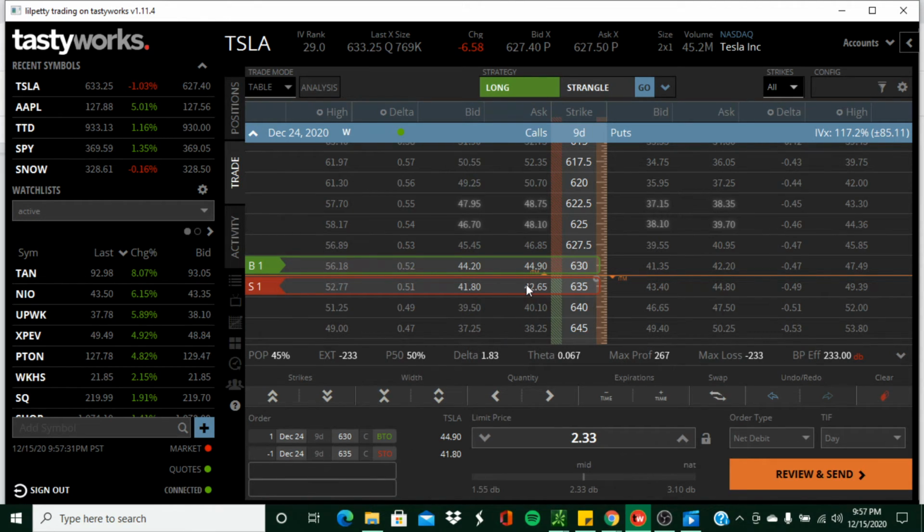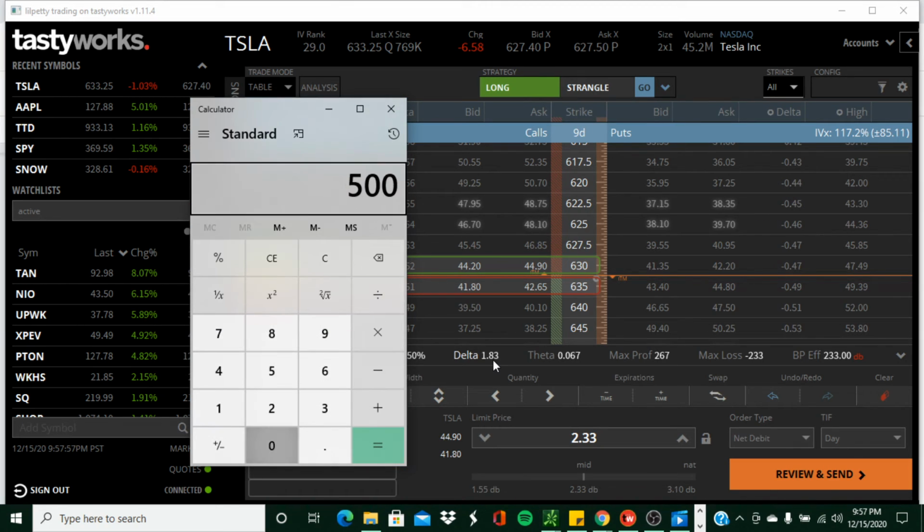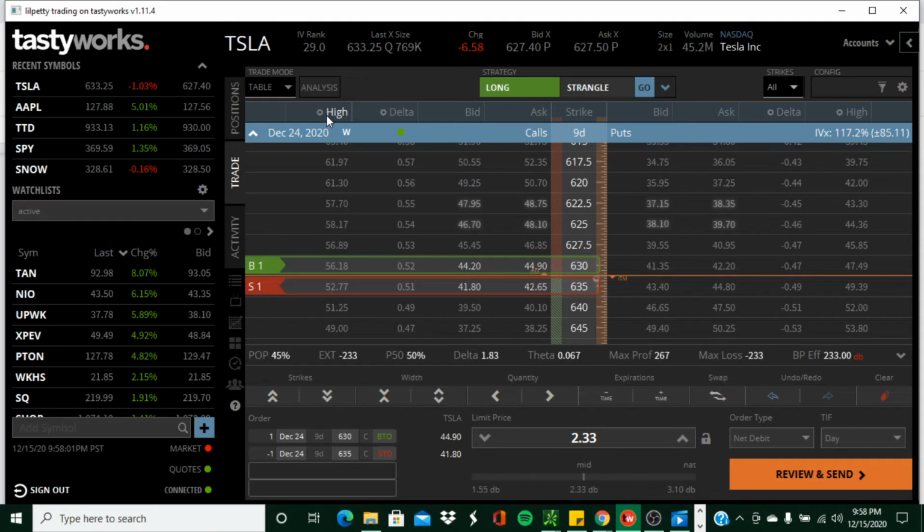Now, this is basically a 50-50 trade. This is basically saying we're going to pay at the middle of the contract. You're usually going to get filled at 50%. So that $5, divide that by 2 is $2.50. Now, right now, this is saying it's about $2.33. So we're going to pay $2.33 with the potential to make $267. This is probably the easiest way to double your money.